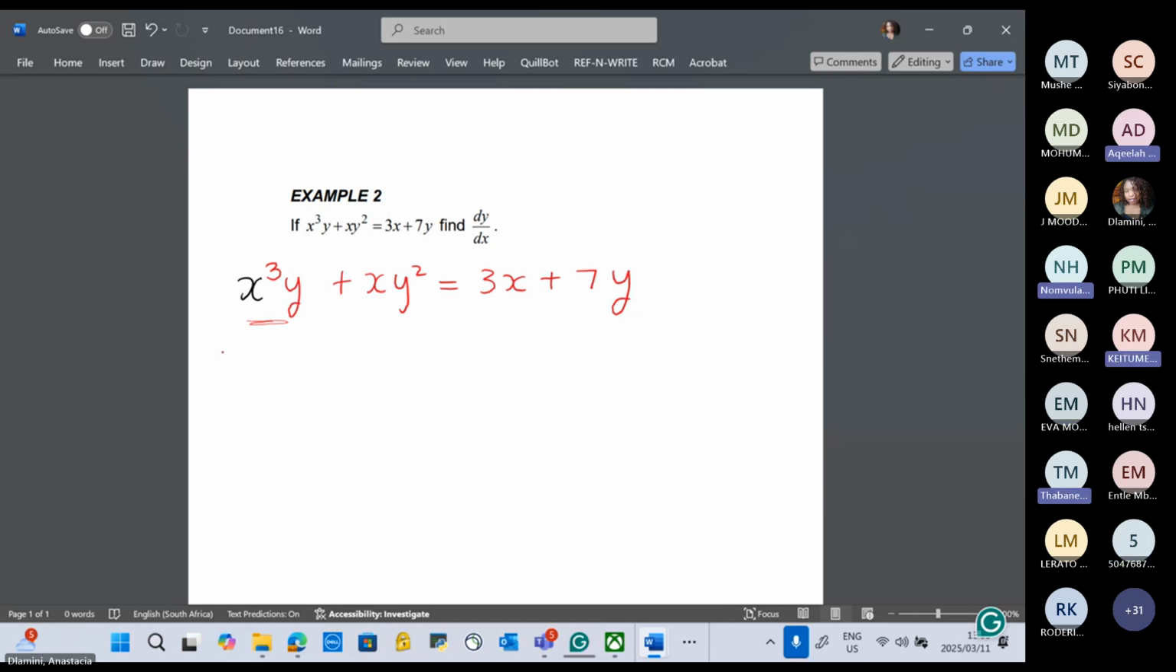3x squared y plus x cubed times dy over dx. The derivative of y is dy over dx. If you don't remember, differentiate the way you differentiate. Then on the right hand side it is equal to?